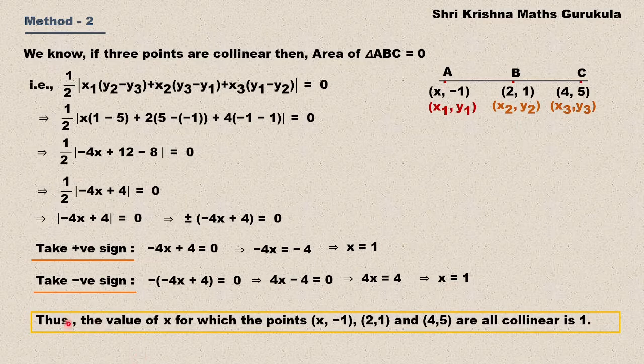So we can conclude that the value of x for which these 3 points are collinear is 1. In both the methods, we got the value of x as 1 only. One method was using the concept of slope and the other one is using the area of the triangle. You can solve this in any of the methods, but it is always important for you to know both the methods or both the concepts.